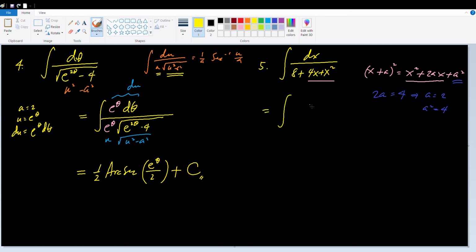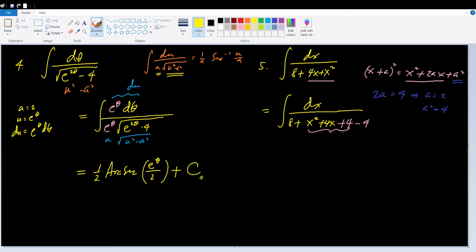We write this as dx all over 8 plus, let me write x squared first and then 4x, and I need to add 4. But of course, we have to counter this by adding negative 4. Otherwise, it will change our problem. If we just add 4, then the denominator becomes 12 plus x squared plus 4x, which is totally different from 8 plus 4x plus x squared.